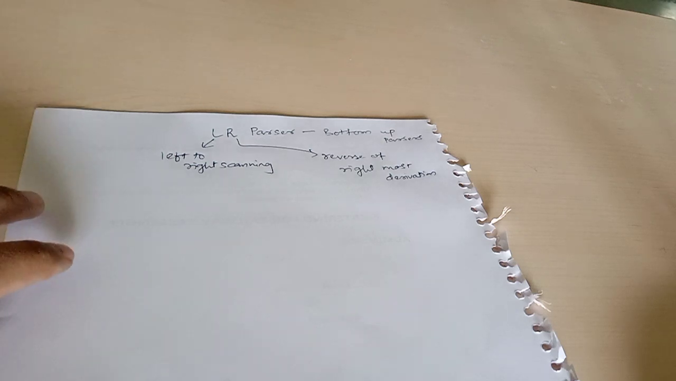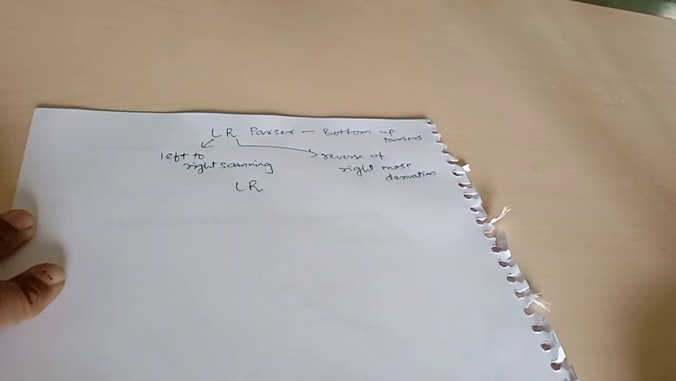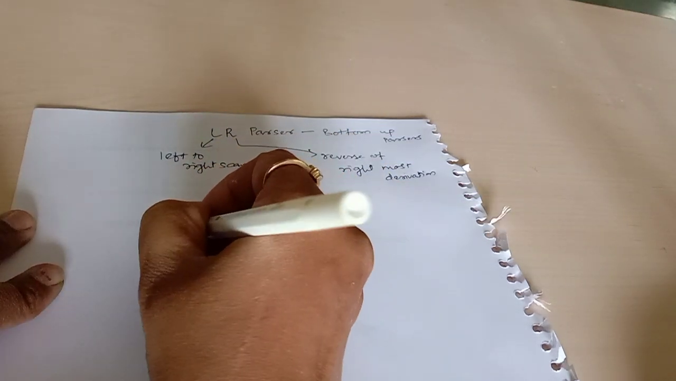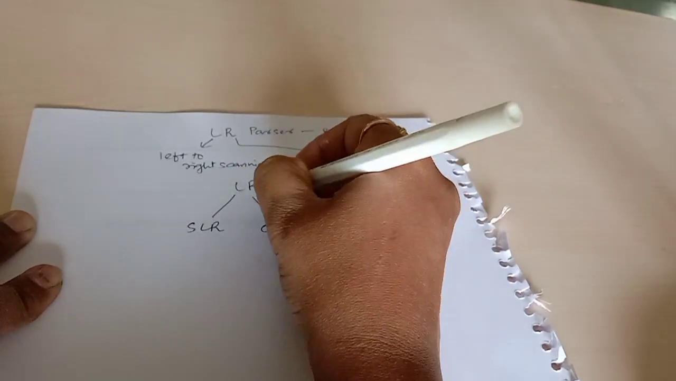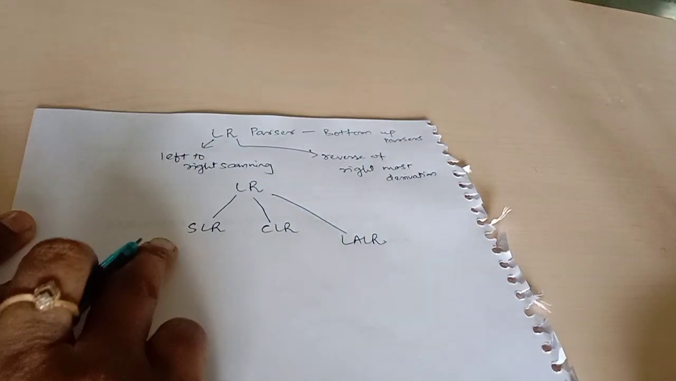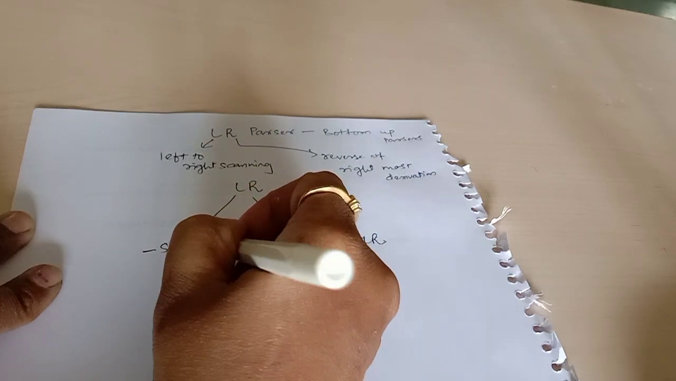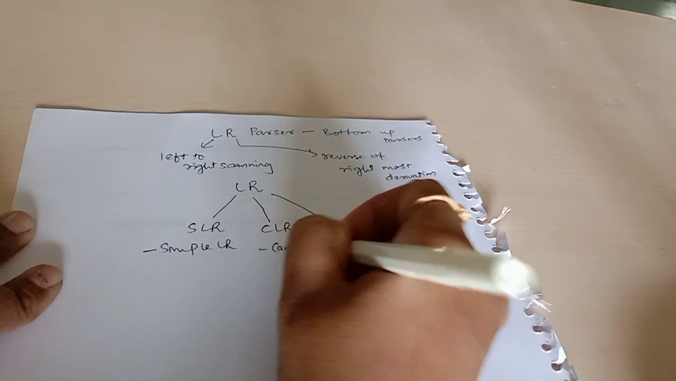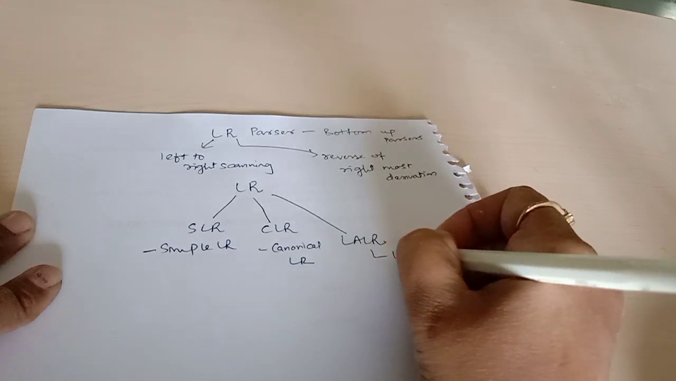So in this technique of LR parsing, there are three categories of parsers or parsing techniques available. The first is SLR, second is CLR, and third one is LALR, where SLR stands for simple LR, CLR stands for canonical LR, and LALR stands for look ahead LR.